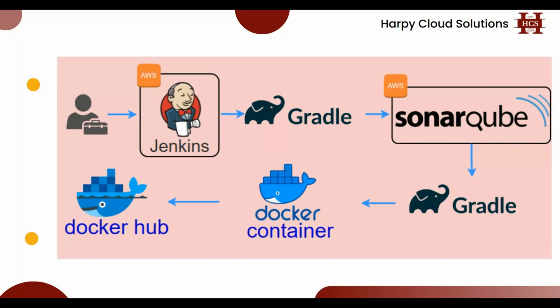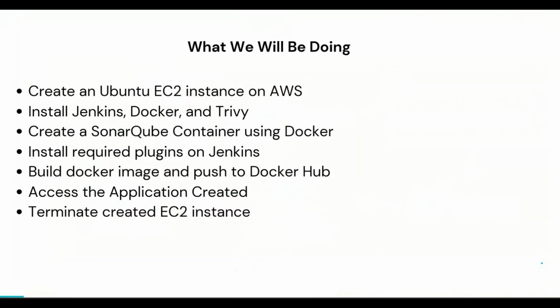So the Jenkins and SonarQube are both going to run on an AWS EC2 instance. So that's why you see AWS around the SonarQube and Jenkins. So now what we'll be doing today, we'll be first creating an Ubuntu EC2 instance on AWS.